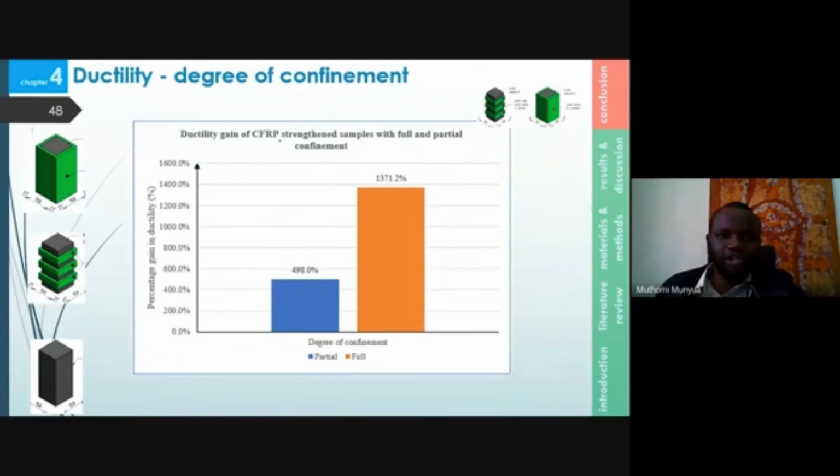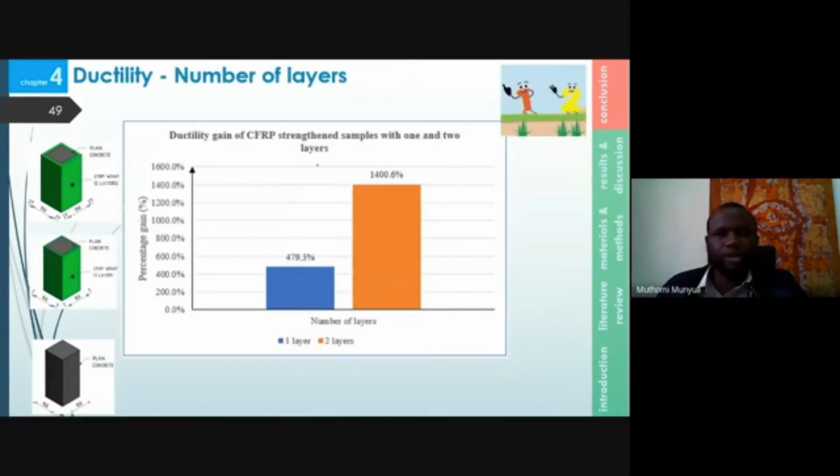In regards to degree of confinement, full confinement was more effective, both in ductility and axial capacity, thus disproving the manufacturer's claim that partial confinement offers the same benefit as full confinement. With regards to 2 layers, as expected, 2 layers was more effective than 1 layer.